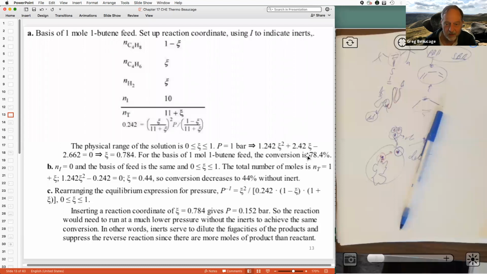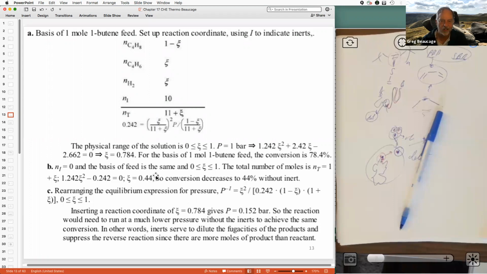And then if you put in the 78 and ask what the pressure is, you change your pressures to solve this equation for pressure. There's a pressure here because you're making 1 to 2, so there's 1 pressure. Then you can set the extent of reaction at 78, and you find out the pressure is a vacuum, 0.1 bar. So 1 bar is an atmosphere, 0.1 is less than an atmosphere.